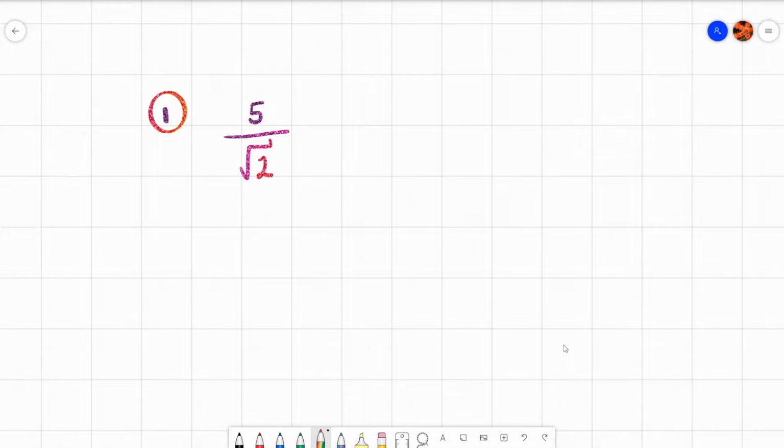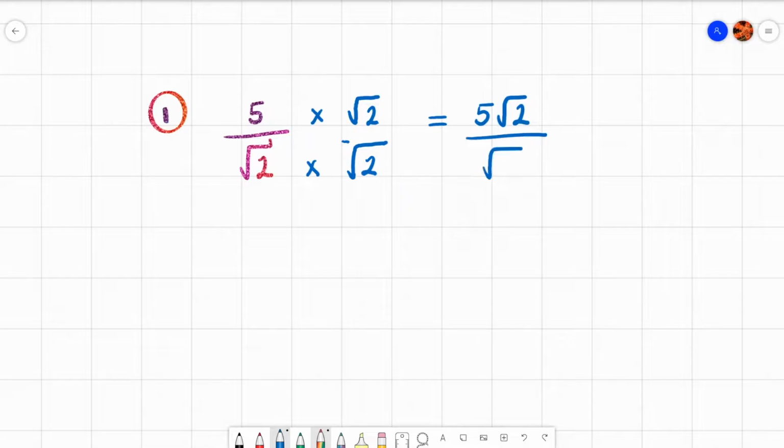Okay, so in order to do that, what we do is, the square root at the bottom of my fraction is square root of 2. So what I do is I'm going to times top and bottom, I'm going to do that in a different colour pen, times by square root 2. And you'll see what happens when I do that. Now, 5 times the square root of 2 is 5 root 2. And square root 2 times square root of 2 is square root of 4.